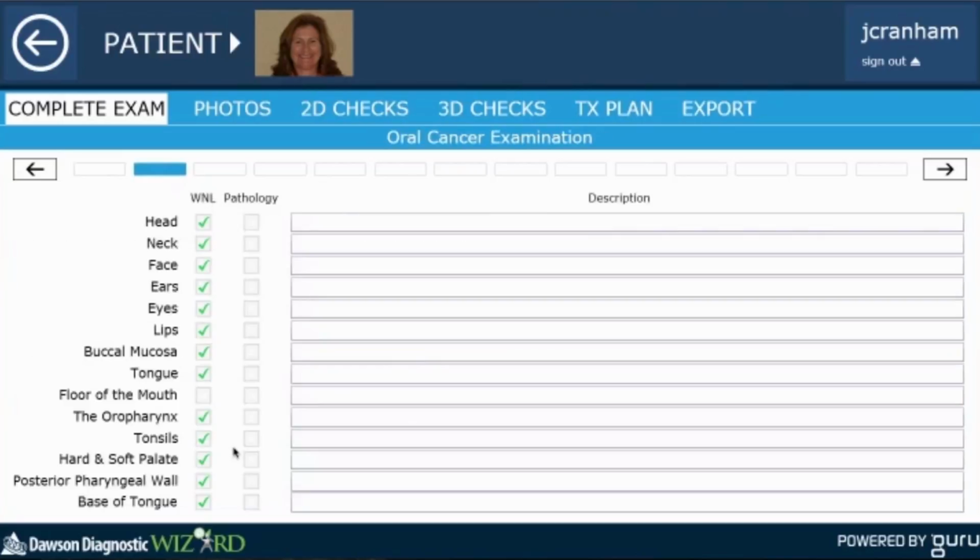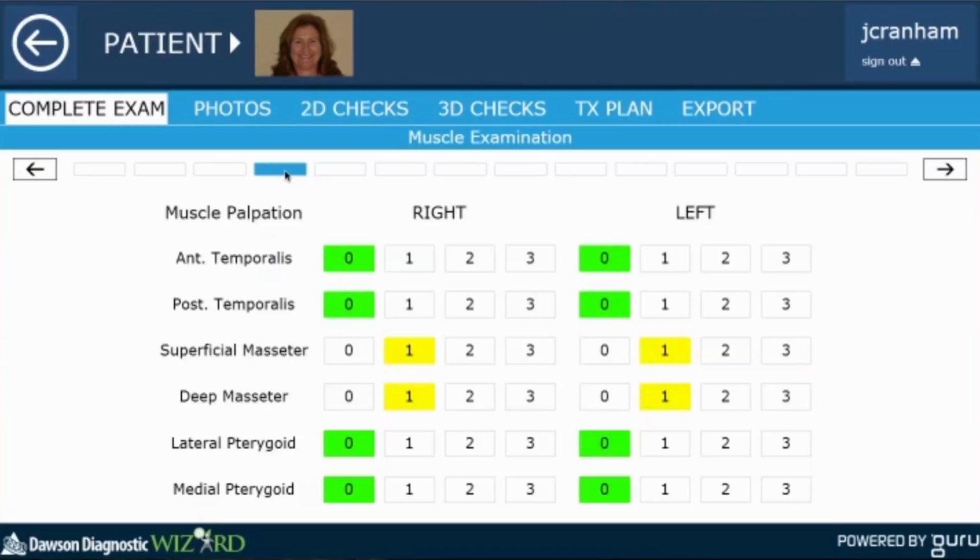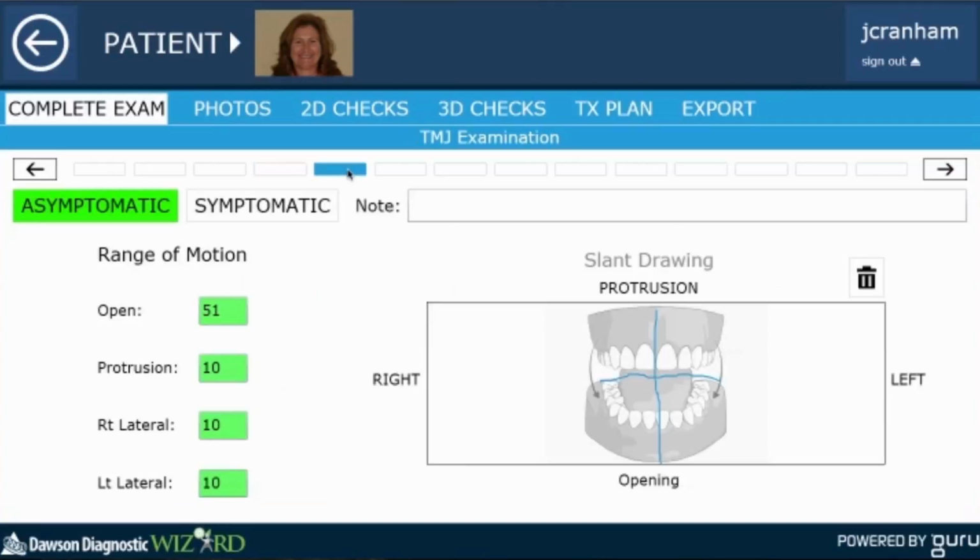We went through the oral cancer check. Everything was normal here. No problems. We went through the 7 questions, and she answered no to all of them. No history of joint issues, popping, pain or tenderness when she opened, closed, or chewed, never locked, no headaches. She doesn't grind or clench, and no history of trauma. So fairly innocuous so far. When we palpated her muscles, she did have some slight tenderness to the superficial and deep masseter on both sides. Everything else was clear. She had a completely normal range of motion and was asymptomatic in the joints.